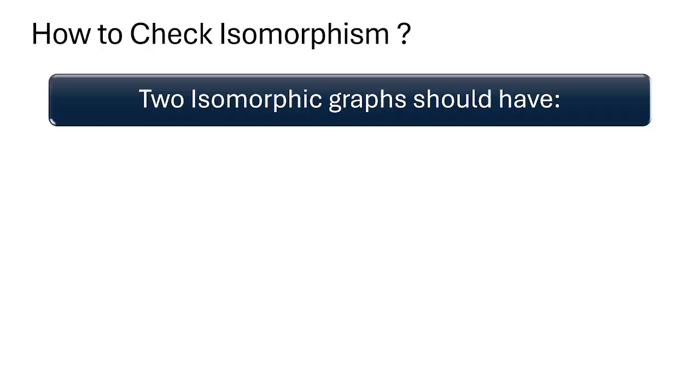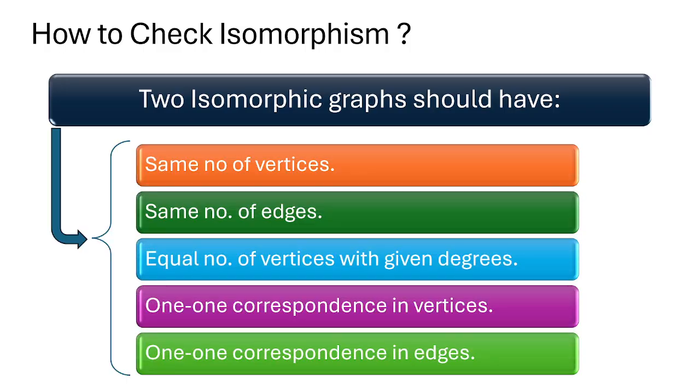So how to check isomorphism? Two isomorphic graphs should have the following things. They should have the same number of vertices and edges, and an equal number of vertices with a given degree, so the degree sequence for both graphs should be the same. One-to-one vertex as well as one-to-one edge correspondence should be there. Let us take one example to understand how to check whether any graph is isomorphic or not with the help of these particular steps.